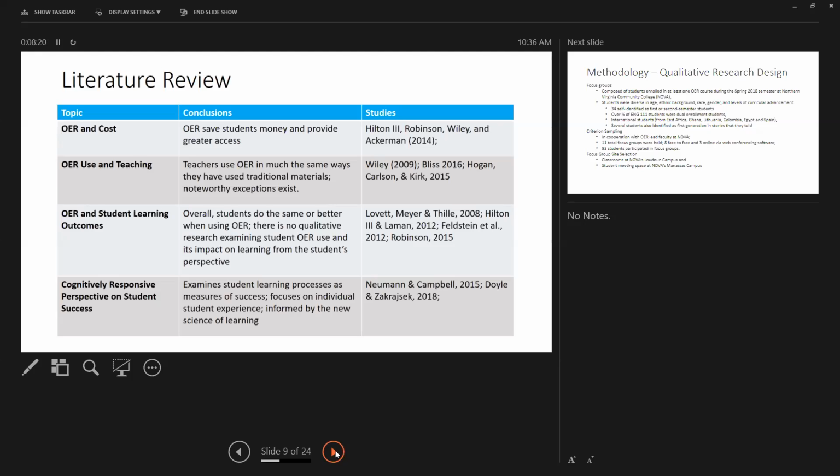At the time of the study, there was no qualitative research examining student OER use and its impact on learning from the student's perspective. That's key to me. We have a lot of research from the faculty and researcher perspective, but we don't have a lot from students. We aren't talking to students about this as much. We're drawing our conclusions based on our interactions with students in the classrooms. And then the cognitively responsive perspective on student success needed to be brought up, because that's the lens through which I did this study and tried to make sense of individual student processes.